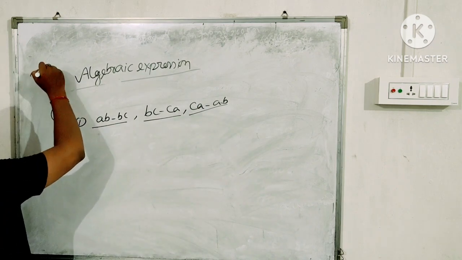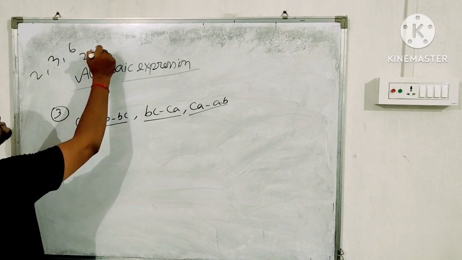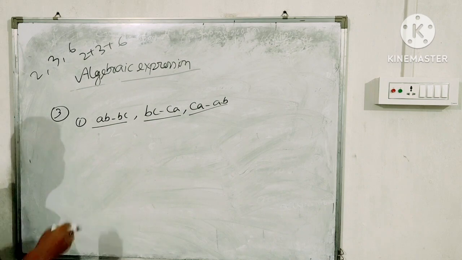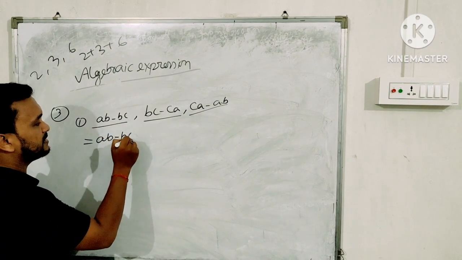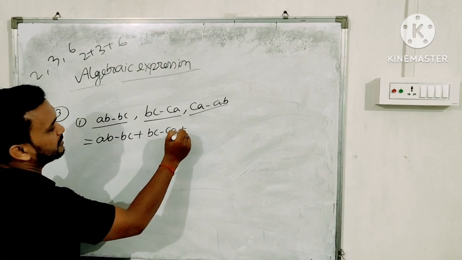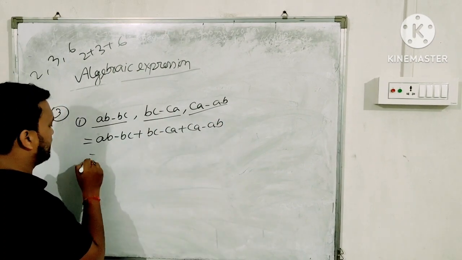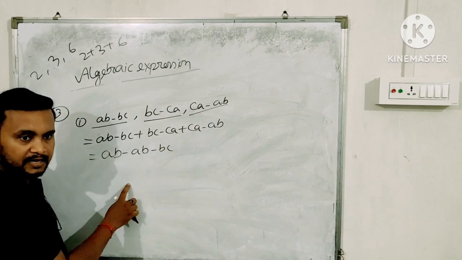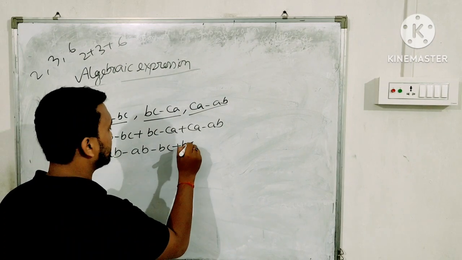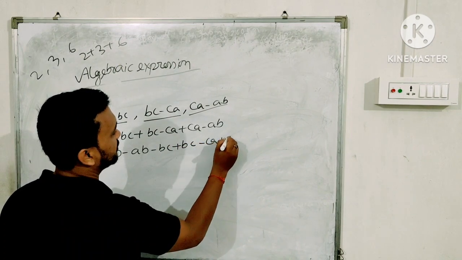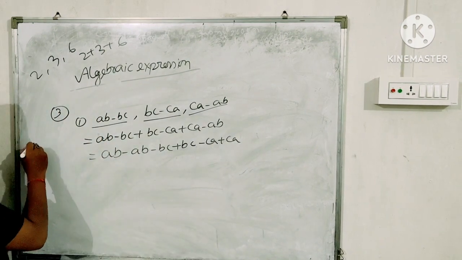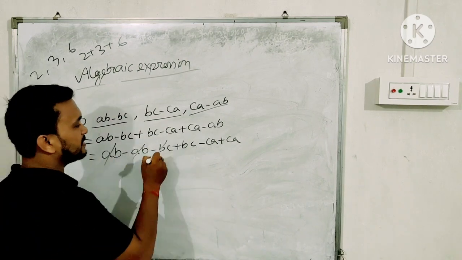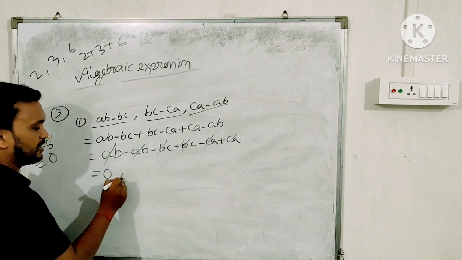Generally, if I say add 2, 3 and 6, you write 2 plus 3 plus 6. Similarly, in place of the commas, you write plus. So first write AB minus BC plus BC minus CA plus CA minus AB. Then the like terms: next to AB comes minus AB, next to BC comes plus BC minus BC, and minus CA plus CA. Ultimately, if I write 5 minus 5, the answer is 0. The 5s get cancelled. Similarly all of this cancels, and the answer is 0.